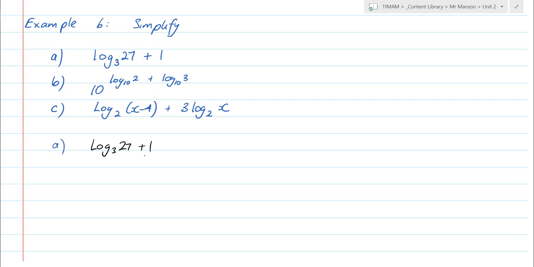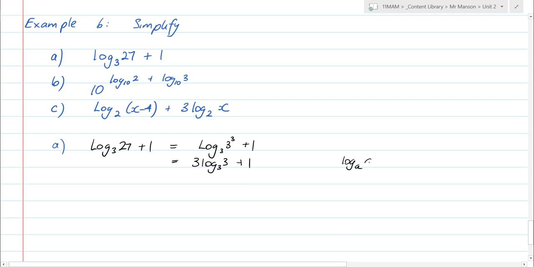So log base 3 of 27 plus 1, hopefully you can see that log base 3 of 27 is fairly easy to figure out because this is log base 3 of 3 cubed. 27 is 3 cubed. And you might sit back now and go, okay, 3 to the power of what equals 3 cubed? Do that questioning process, and the answer is 3. I know there's a lot of 3's in there. You might also just bring the power out the front. 3 log base 3 of 3 plus 1. And hopefully you remember that log base A of A equals 1. That was log law number 1. So log base 3 of 3 equals 1. So we get 3 plus 1, and we get 4. So the answer to that is 4.